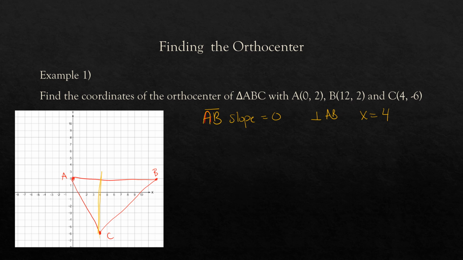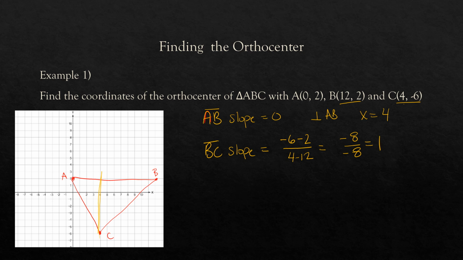Now I'm going to do BC. So I want the slope of BC. Our slope is our change of y's over our change of x's. Our change means the difference. So I can just start with one point, negative 6, and I'm going to subtract 2. That's our change of y. And then for our change in x's, I'm going to start with the 4 because that's with the negative 6, same point. 4 minus 12. So my slope here is negative 8 over negative 8. So it's a slope of 1.